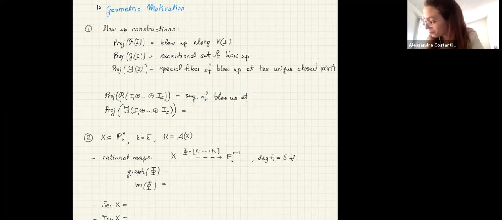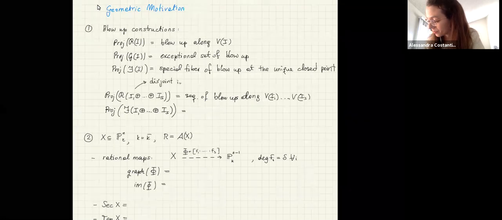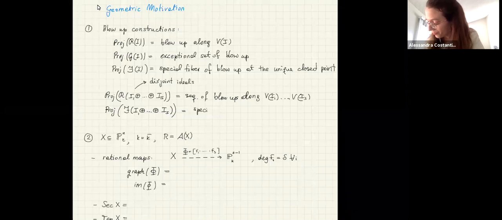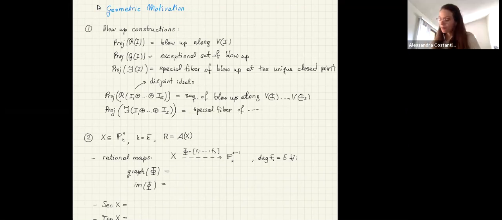blow-ups along V of I1 and then V of IS. And I think I want these to be disjoint ideals. And again, this is going to be the special fiber of the same thing. So blow-up constructions are definitely the most important geometric classes of examples where Rees algebras and fiber cones come into play.